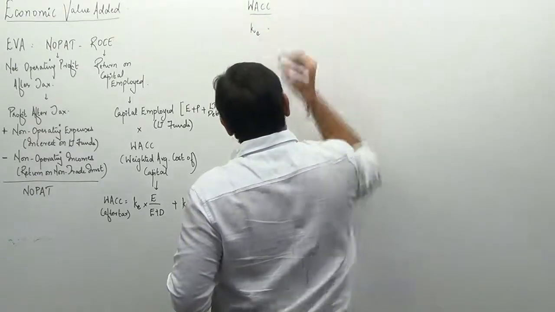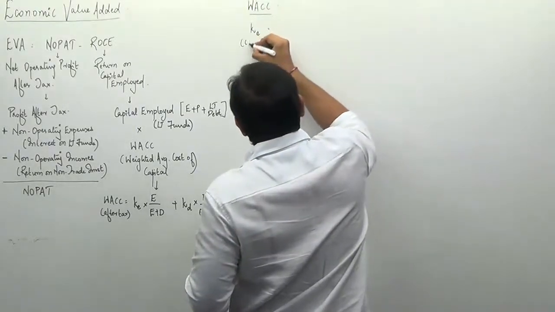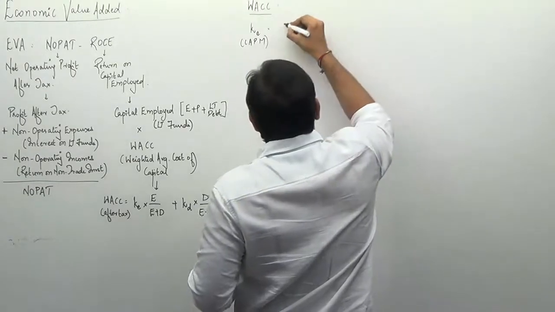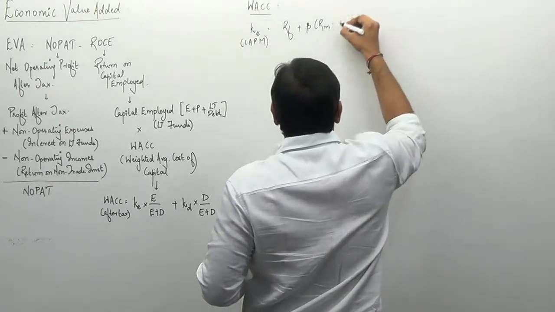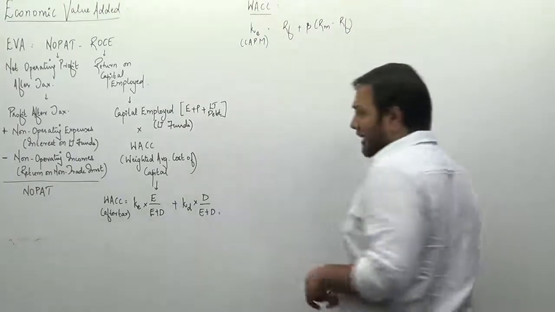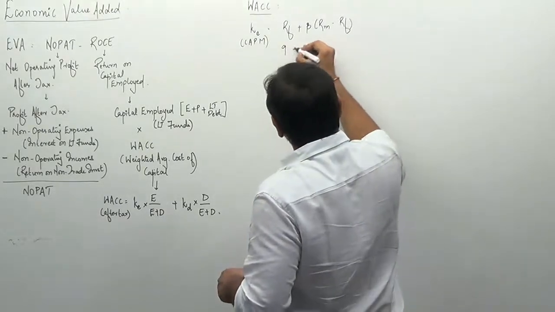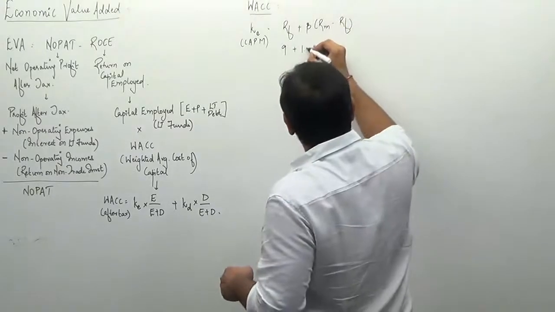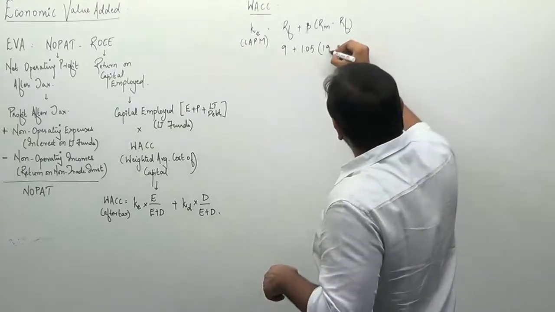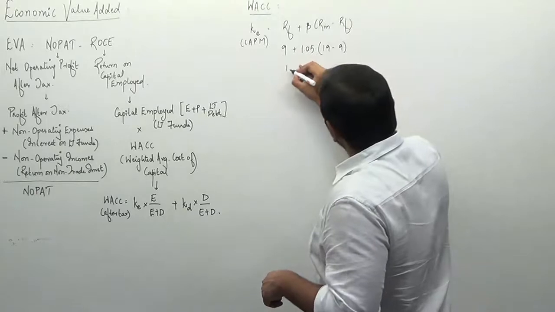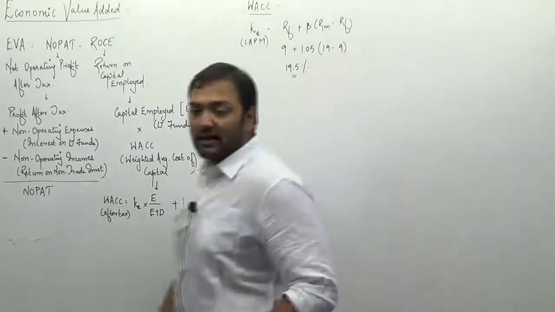First find the cost of equity. KE, cost of equity, can be given by a CAPM model. RF plus beta into RM minus RF. Risk free rate plus beta into market rate minus risk free rate. Risk free rate is 9%. Beta is 1.05. Beta is a measure of risk. And market rate is 19, risk-free rate is 9. So I guess this will total to 19.5%. Cost of equity is always after tax. You don't have to do anything here.